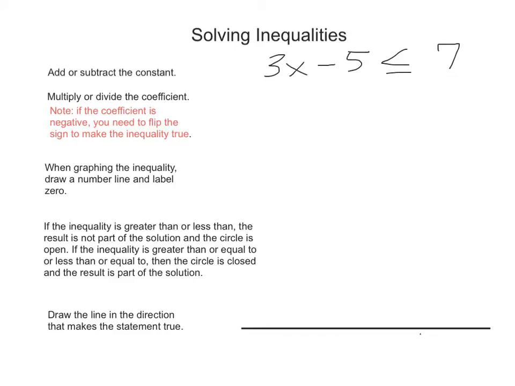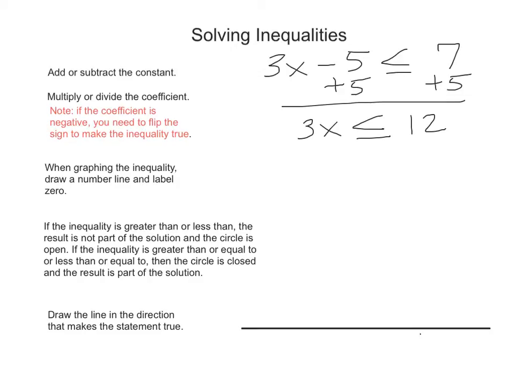First off, we're going to add or subtract the constant. Notice the constant here is negative 5, so we're going to add 5 to both sides. Then I have 3x is less than or equal to 12. So what that means is there's a number times 3, and that product is less than or equal to 12.